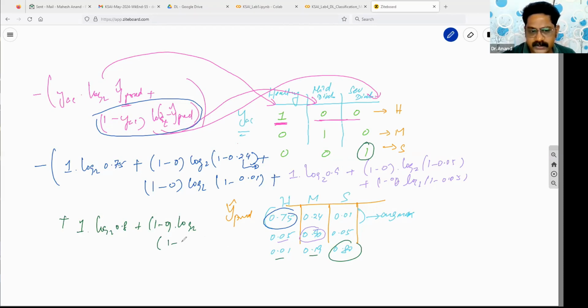For cold nodes, you should substitute 1 minus the probability, plus 1 minus 0 times log base 2 of 1 minus 0.4. See, the same formula I can extend for any number of output nodes. Whenever you extend the binary cross entropy formula to multi-nodes, that is called categorical cross entropy. Is it clear? So this is how the binary cross entropy and categorical cross entropy formulas are computed. If you have any question, feel free to ask about the computations.